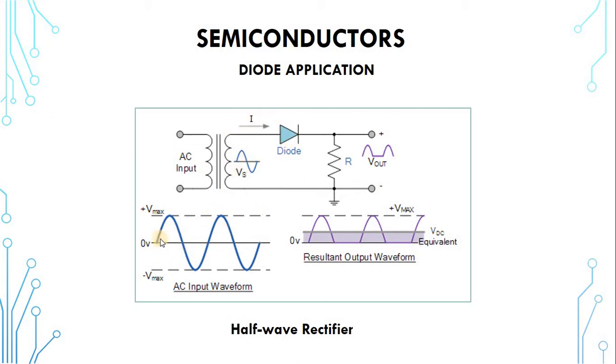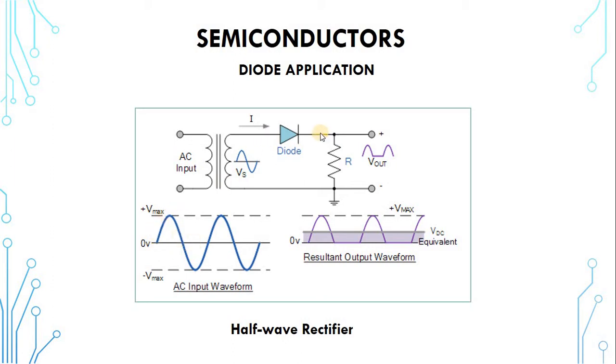So during the positive half cycle, the current that is fed here will apply a positive here and negative here. At the positive half cycle, this terminal is positive and that terminal is negative. So since we have positive here and negative here, the diode is going to conduct. In other words, all the positive half cycles will go through the diode.